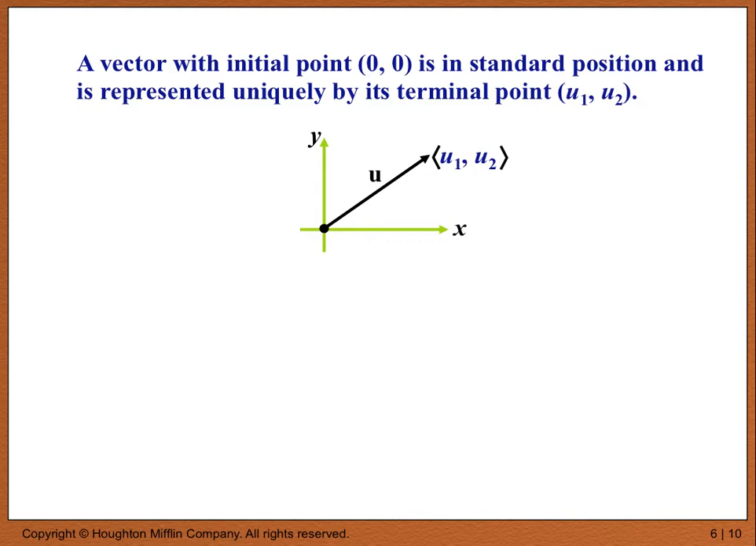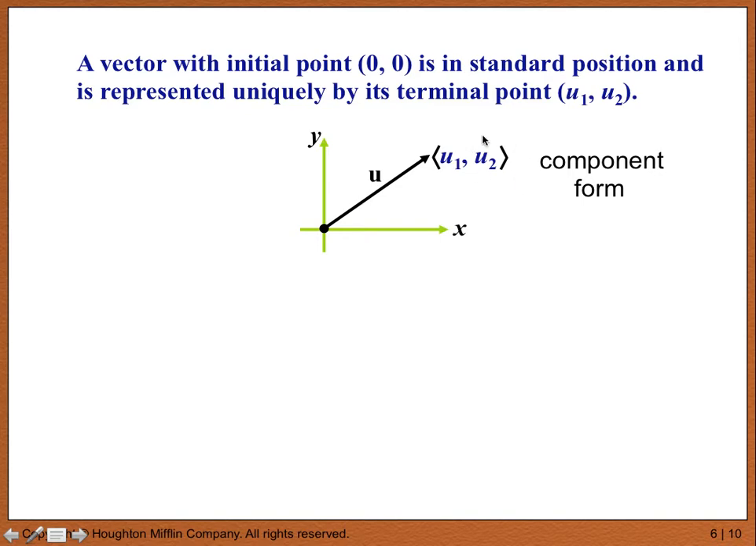You've got your x-axis, your y-axis, and you have your vector u. And you can see that it's very convenient to put the initial point at (0, 0), because then the x-coordinate of the terminal point represents the horizontal component of vector u, and the y-coordinate of the terminal point, u2, represents the vertical component of the vector u. And so that's why, when you see a vector written this way, this is our third way of writing vectors, the one I mentioned that we'd get into later.